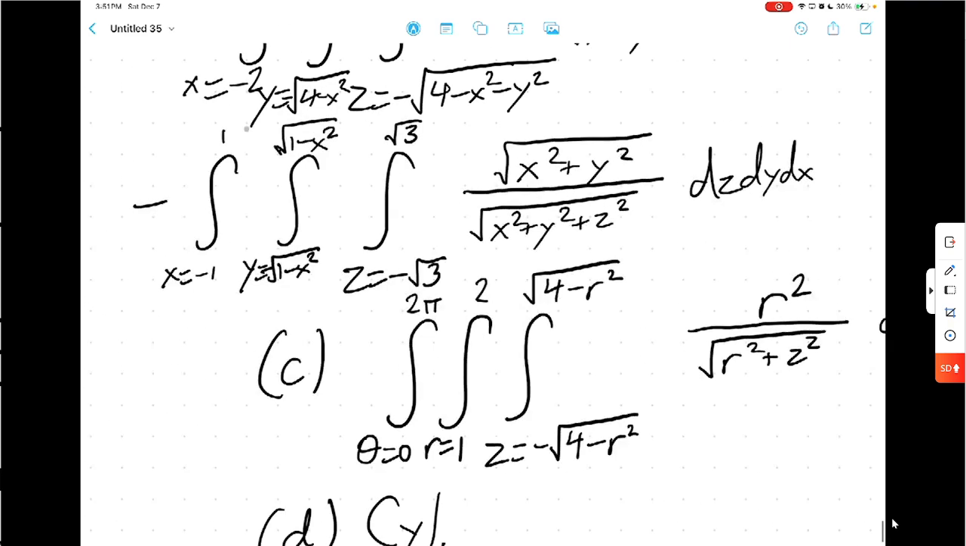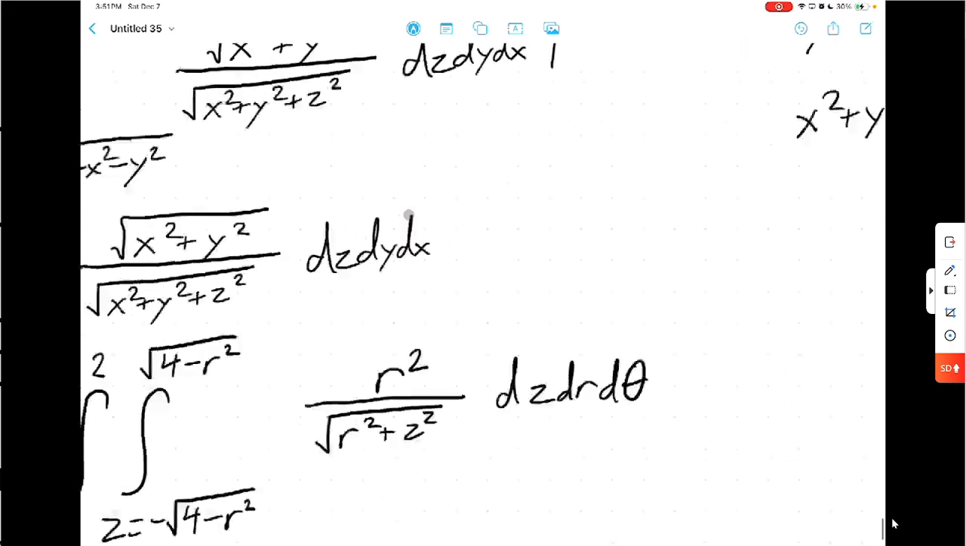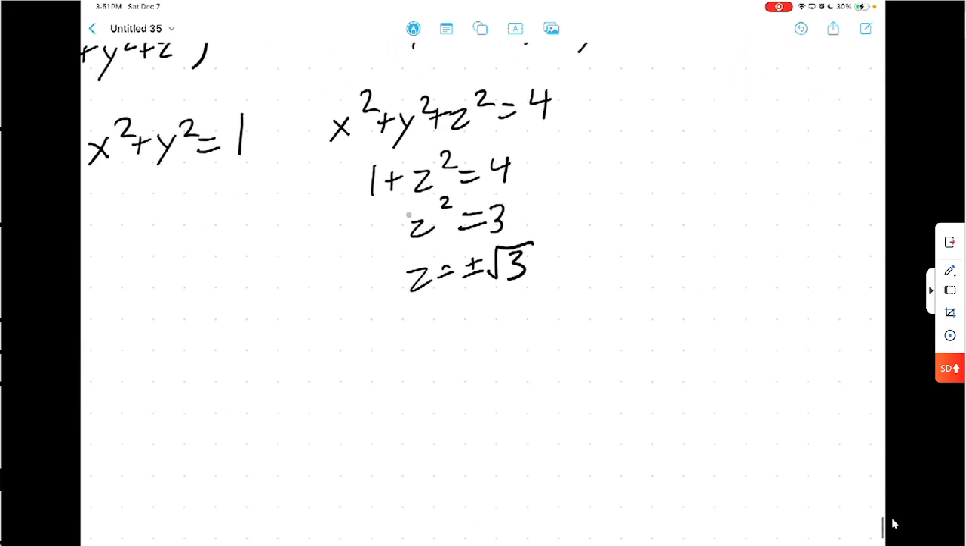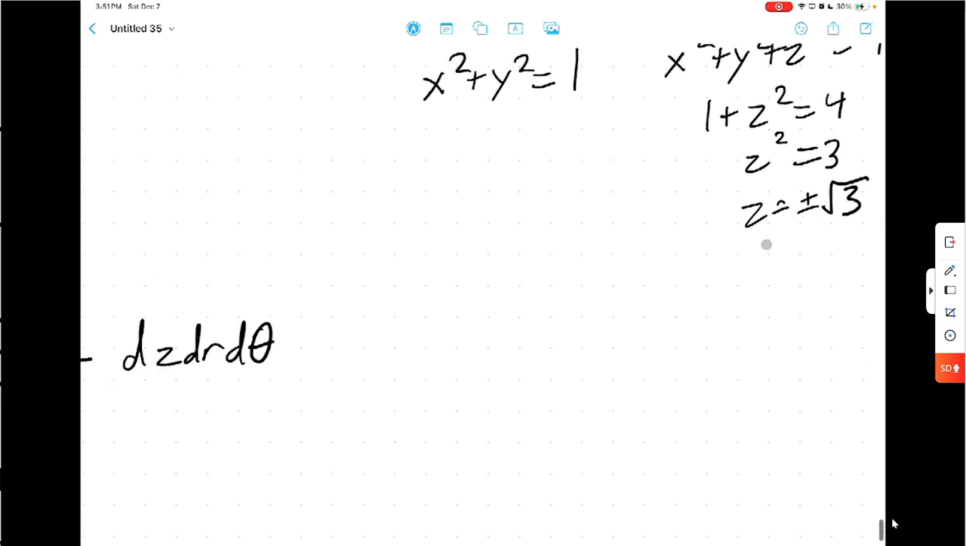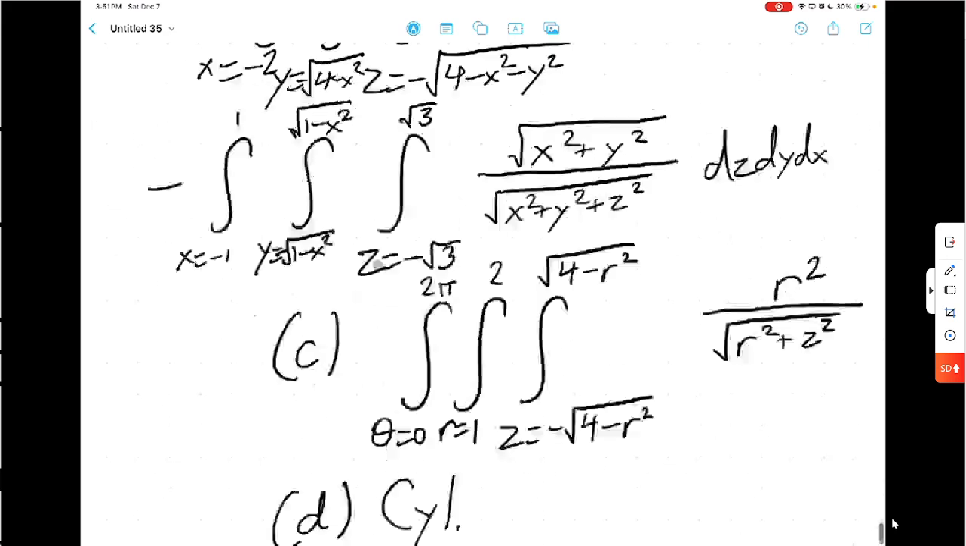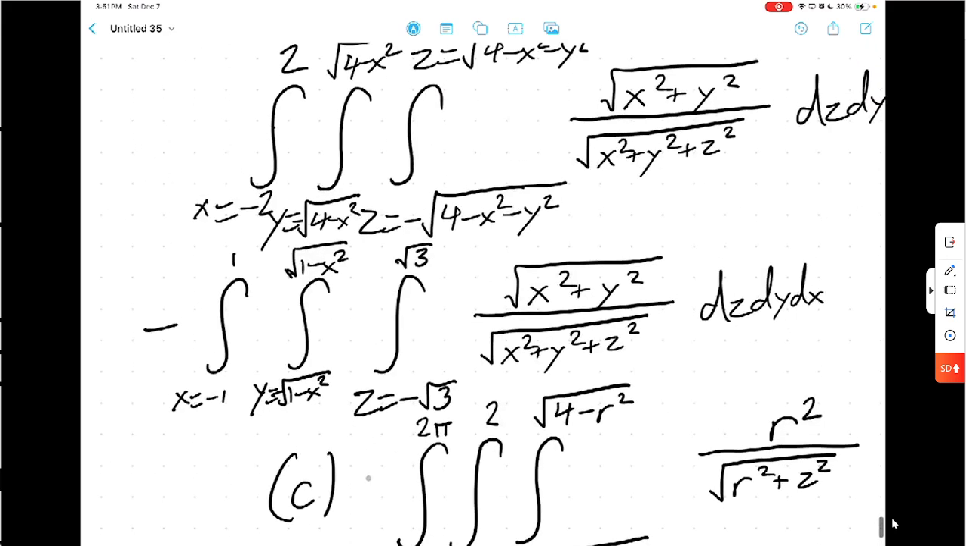And for the cylinder of radius 1, we're going to first find the z bounds, which are just going to be constants. To do that, we'll find the intersection between x squared plus y squared equals 1, which is the cylinder, and x squared plus y squared plus z squared equals 4. So we're going to plug in x squared plus y squared equals 1 into the sphere equation. So again, 1 plus z squared is equal to 4. Therefore, z squared equals 3, and z is equal to plus or minus square root of 3. That's going to be our bounds. This is for this.